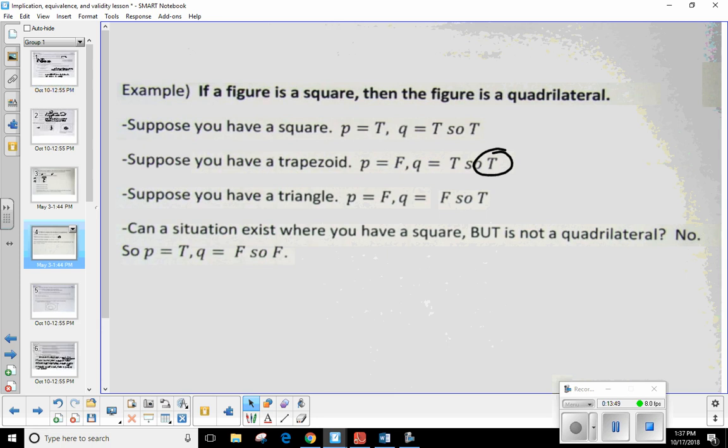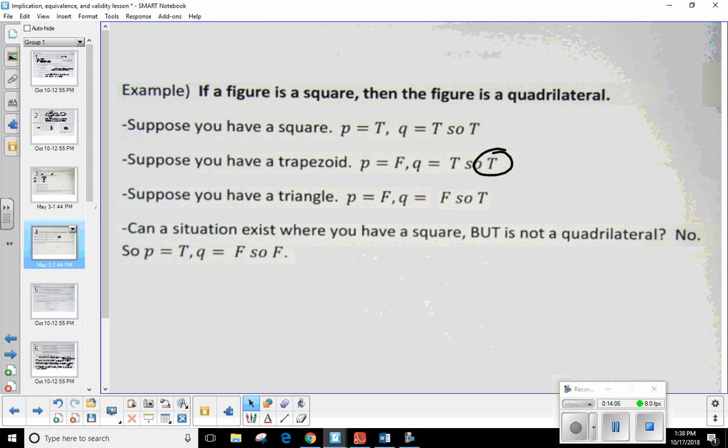All right. So suppose you have a triangle. Is a triangle a square? No. So the first part is false. Is it a quadrilateral? No. So a false, false is still true. Okay. And here's the last one. It's the true, false you got to be careful of.